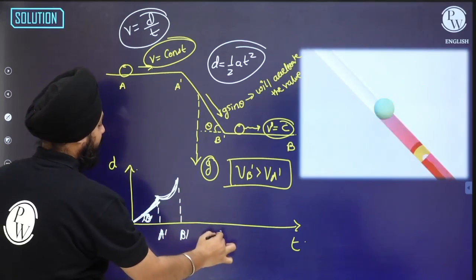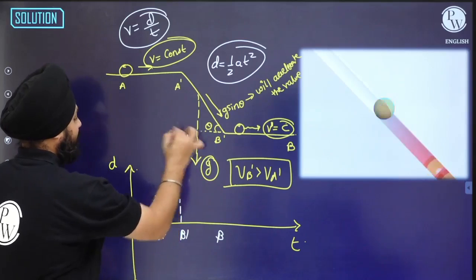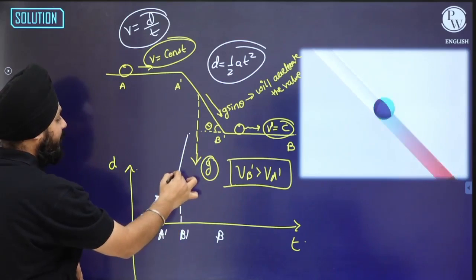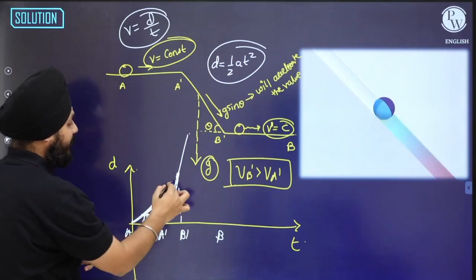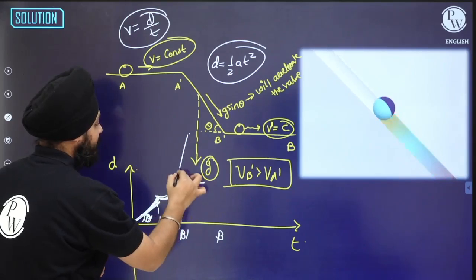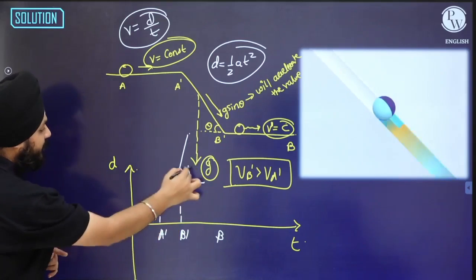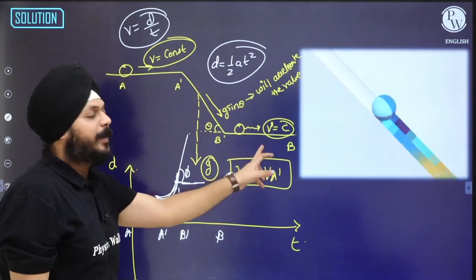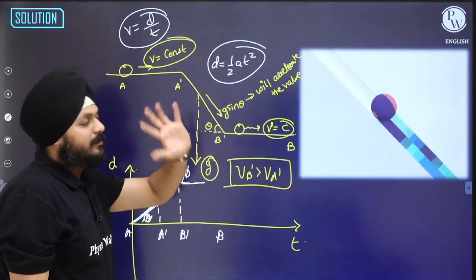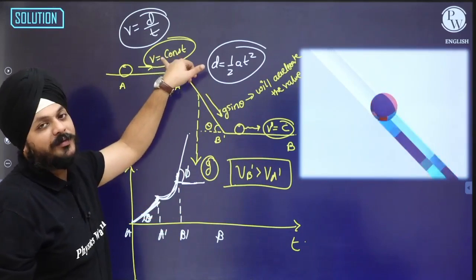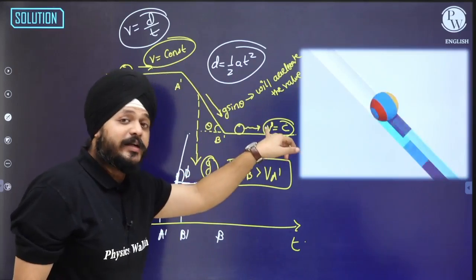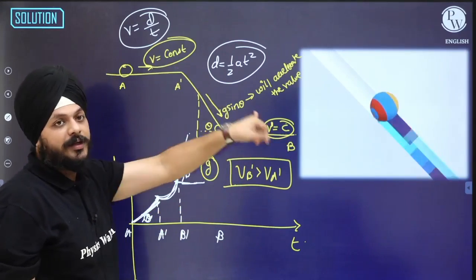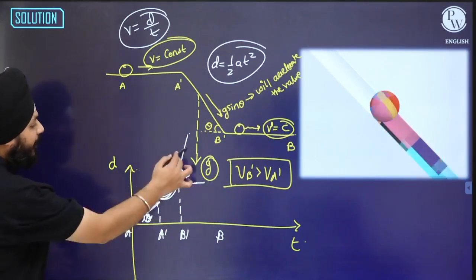From B dash to B, the graph will again be a straight line, but this slope will be different as compared to this. Why? Because here the velocity was v, here it becomes v dash. Here it is also performing uniform motion, and here also it is performing uniform motion, but the values are different. So that's why the slope of the graph differs.